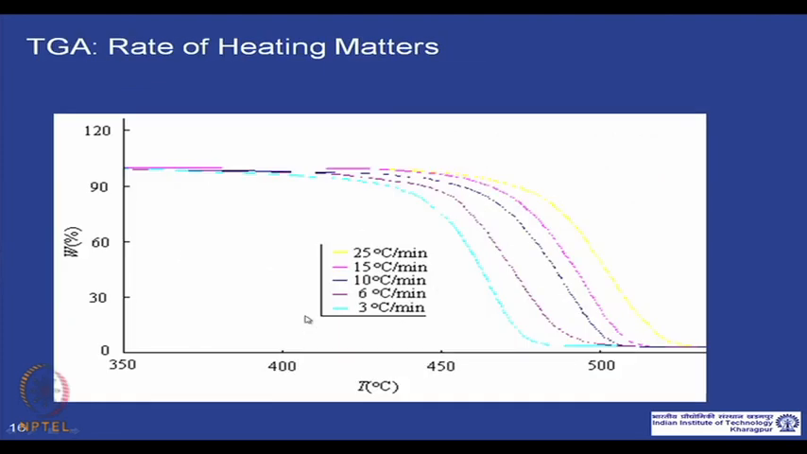Obviously, it also depends on how fast you are heating. So, with slower heating, you will see the decomposition at lower temperature, whereas faster heating will take it to higher temperature. Basically, the polymer cannot follow the heating. If you are heating at a much faster rate, the polymer cannot follow the heating profile. So, the effective temperature actually becomes lower if you increase the heating rate. So, if you want to compare the thermal stability of different polymers at higher temperature, you must compare at the same heating rate.